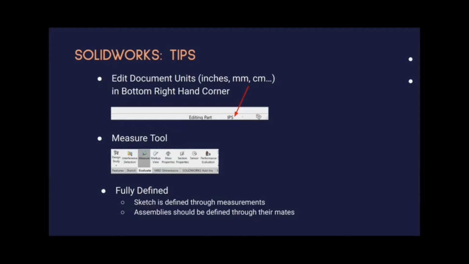Our SolidWorks tip is to make sure your part or assembly is fully defined. An undefined measurement means the system is lacking data about your sketch or assembly. A defined sketch would be black instead of blue, and a defined assembly will read fully defined in the bottom left-hand corner.